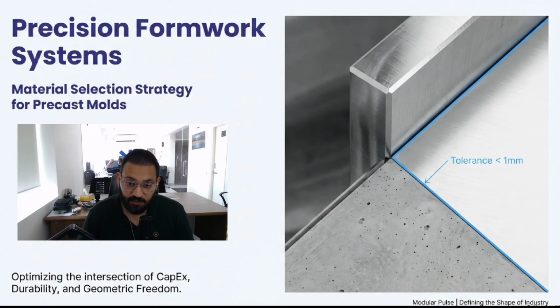We see a lot of projects fail not because of the mix design and not because the reinforcement was wrong, but because the mold strategy didn't match the production reality. So today we are going to go deep and understand this. I'm going to walk you through the material selection framework we use at Modular Pulse, and we're going to look at the physics of steel versus wood or timber versus composites. I'm going to show you exactly how to choose the right tool for the job. So let's get into it.